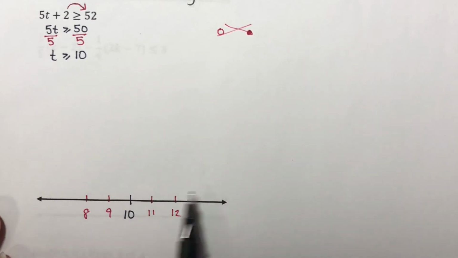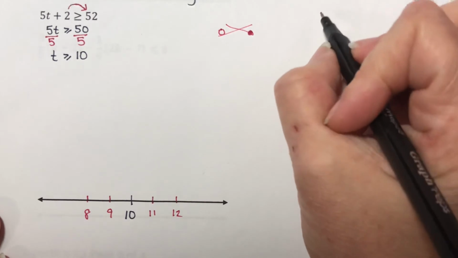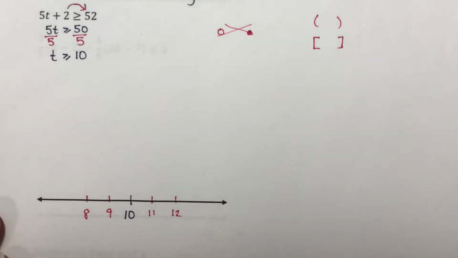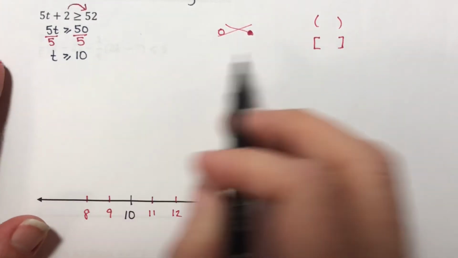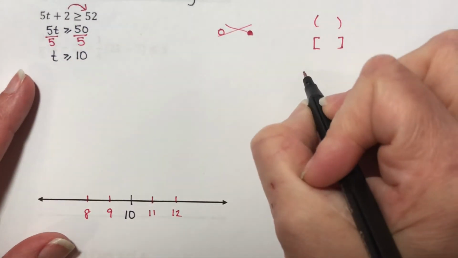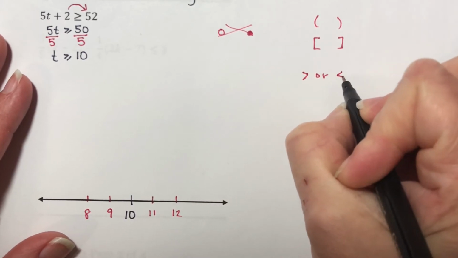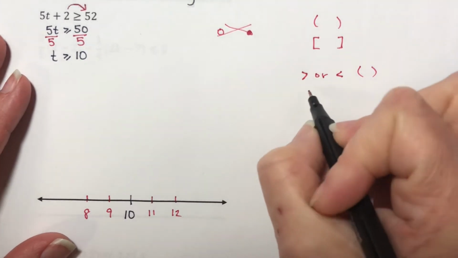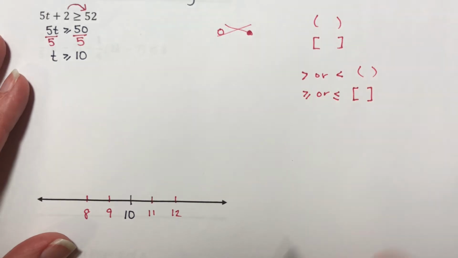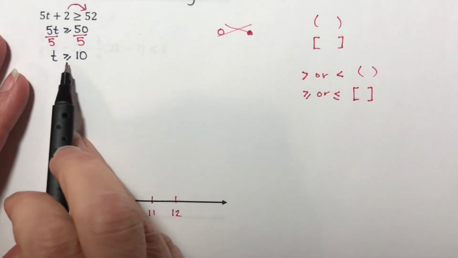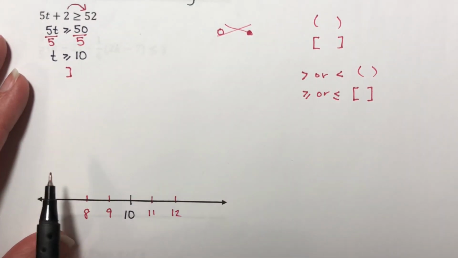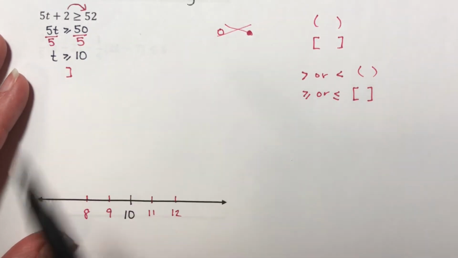Okay, so how do we know what we're going to do? We are either going to be using parentheses or a bracket, by something, one direction or the other. The way we decide what goes on is if you have a greater than or a less than, you're going to use parentheses. If you have greater than or equal to or less than or equal to, you're going to use a bracket. So right here, this has an equal to on it, so that means my graph is going to have a bracket on it. I haven't decided which direction it faces yet, but I know it's going to have a bracket because it has an equal to.